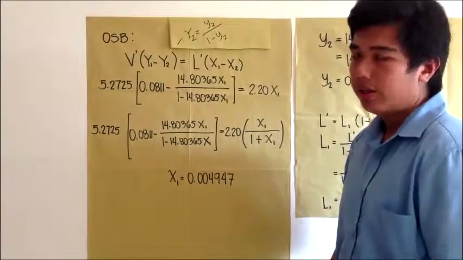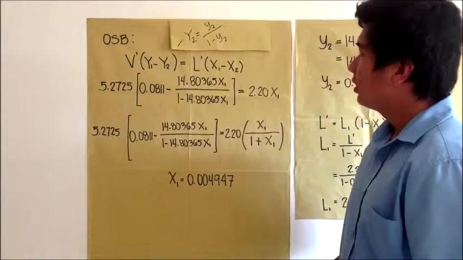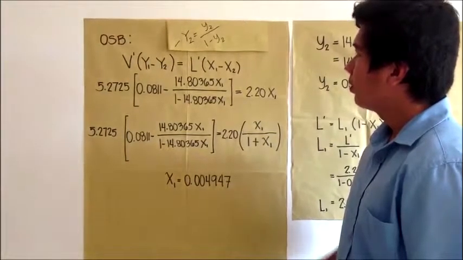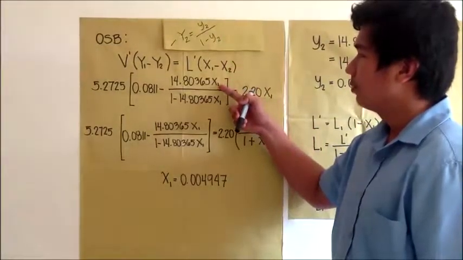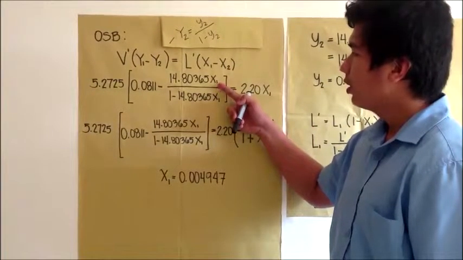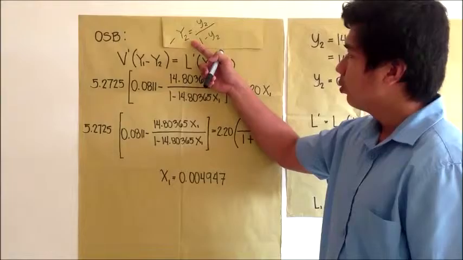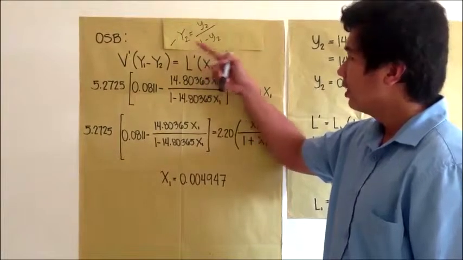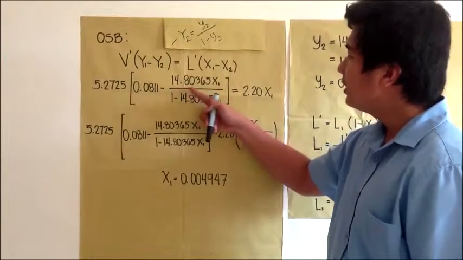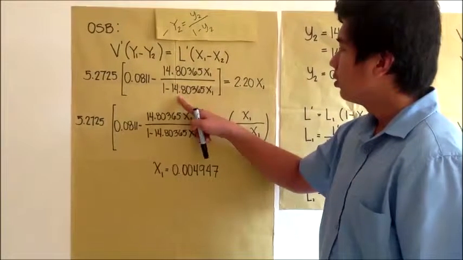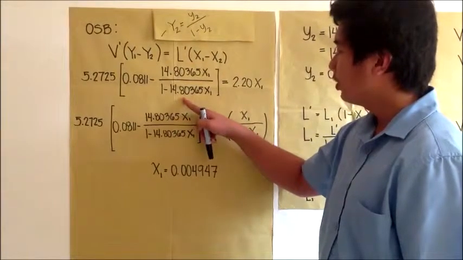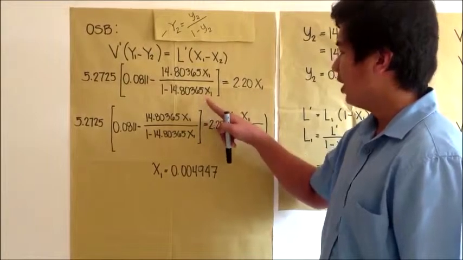But remember that we have gotten a relationship of y2 to our x1. Therefore, our y2 on dry basis is equal to 14.80365 x1 all over 1 minus 14.80365 x1.